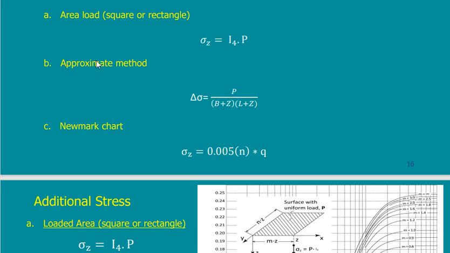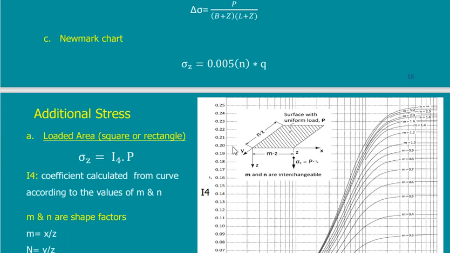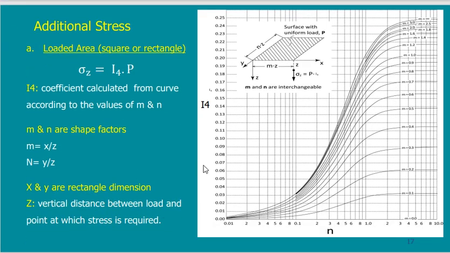And this was an approximate method, and we had the Newmark chart. Let's remember the three very quickly, but of course, if you need details, you have to return back to your lecture. This was the shape of the additional stress in case of a loaded area. This is the chart that I'm going to use. This is the loaded area. I need to calculate the stress at this point at a depth Z at the corner of a loaded area.